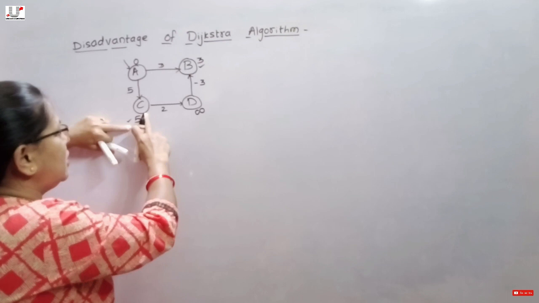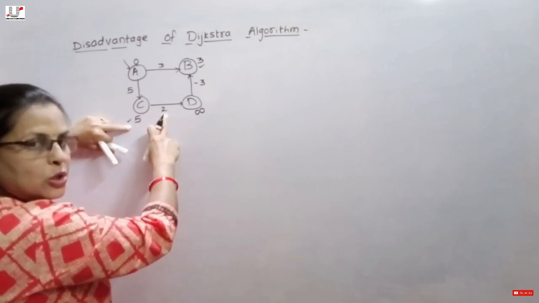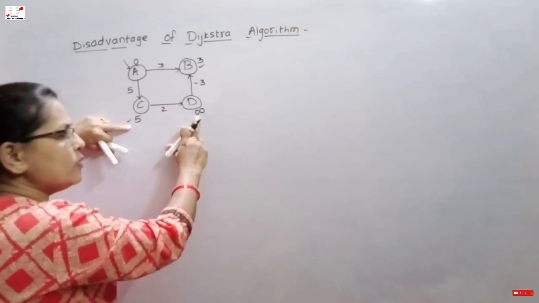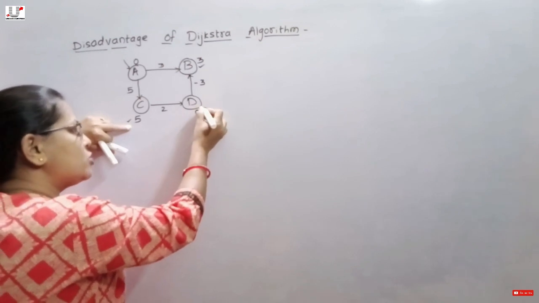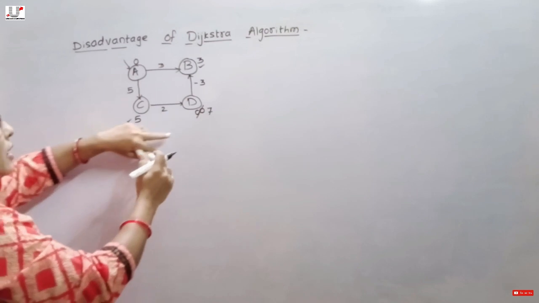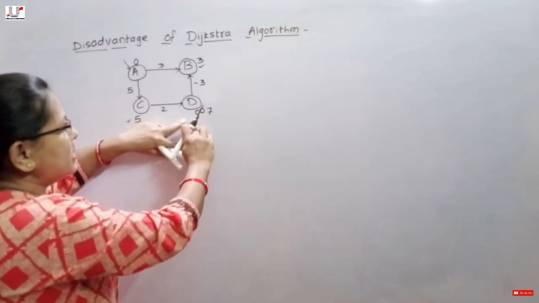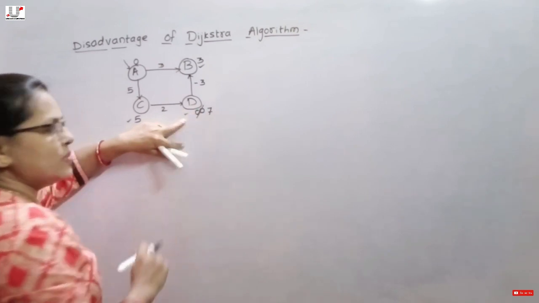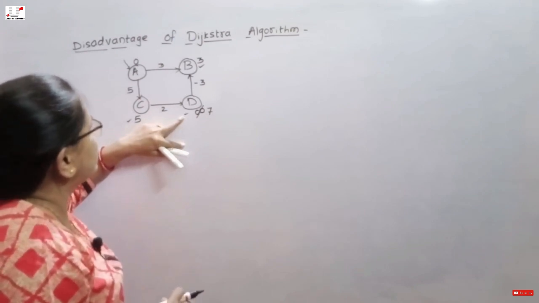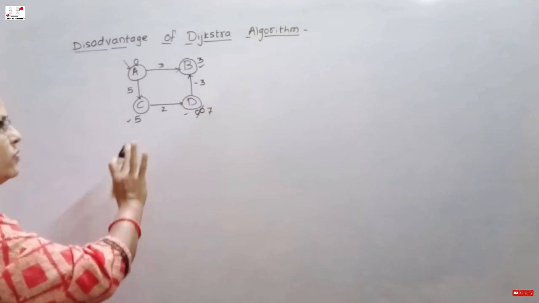The adjacent vertex of this C is D with cost 2. So 5 plus 2 gives a cost of 7, and 7 is smaller than infinity. So replace that infinity with 7. As all the vertices are marked as visited, only D is remaining. So mark that D as visited, and now all the vertices of this graph have been visited.